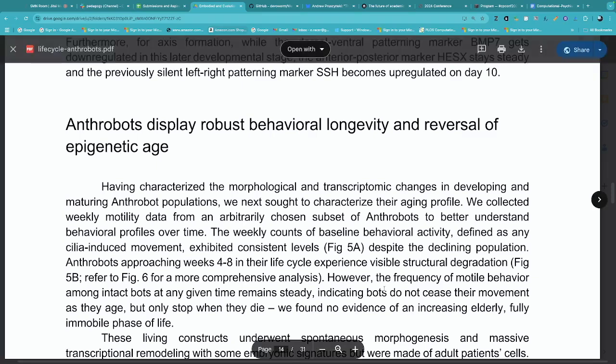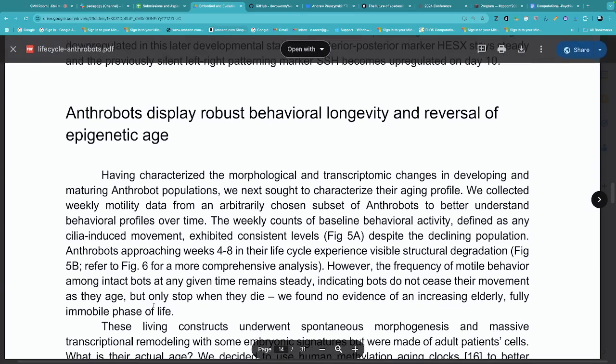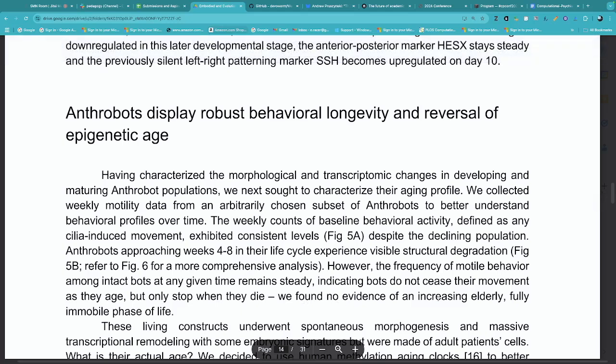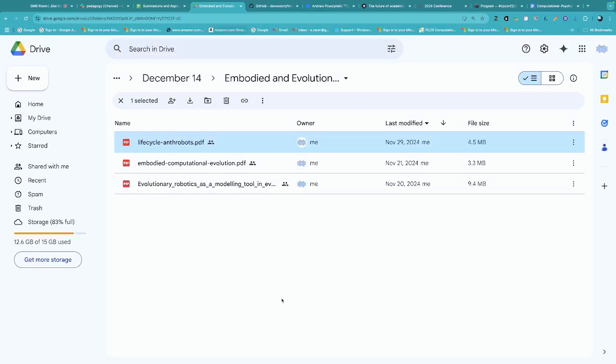However, the frequency of motile behavior among intact bots at any given time remains steady, indicating bots do not cease their movement as they age, but only stop when they die. We found no evidence of an increasing elderly, fully immobile phase of life. So as the anthrobots age, cells die off, they become smaller. They still move around though, and they experience a mature phenotype. So that's really interesting. That's this Anthrobot approach to looking at morphologies from cell collectives.